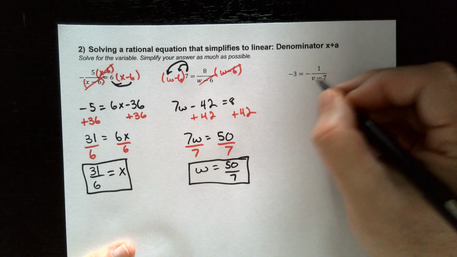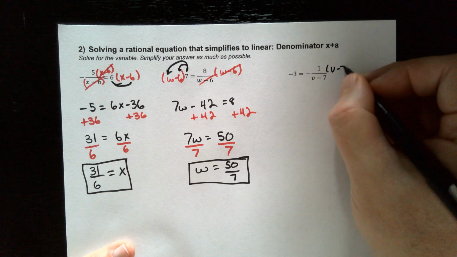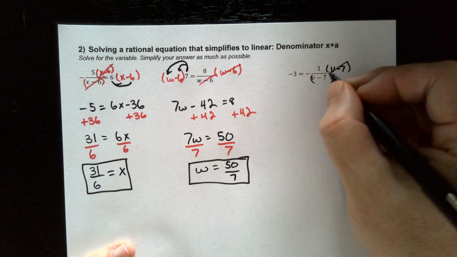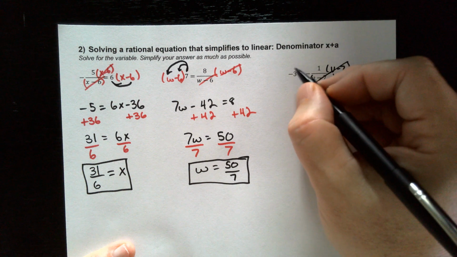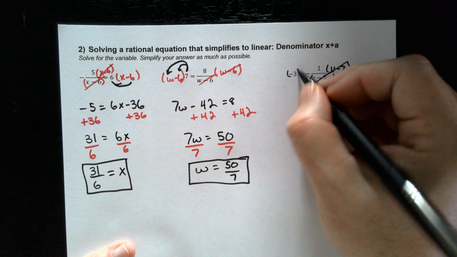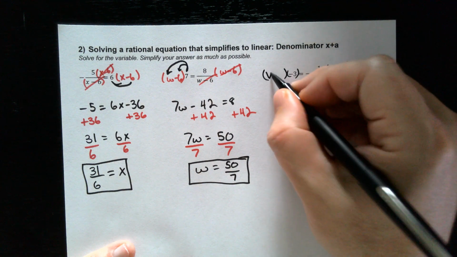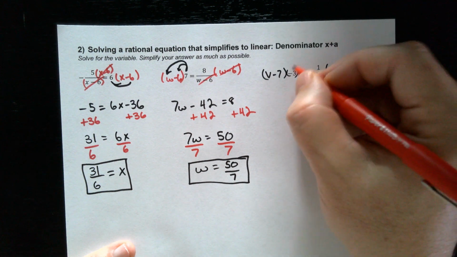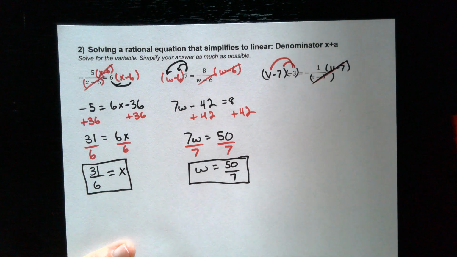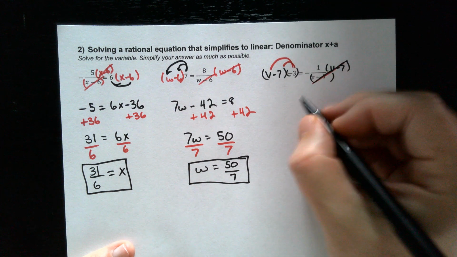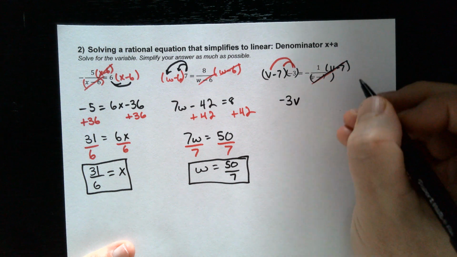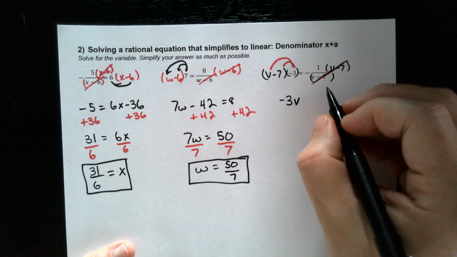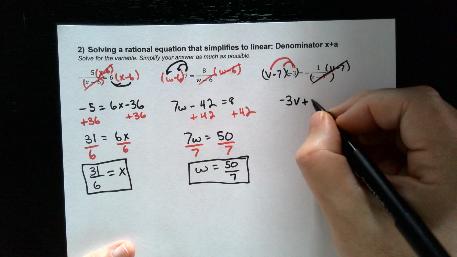This one has a v minus 7 in the denominator, so I will multiply by v minus 7, which will, of course, make them cancel. And then let's put a parentheses around that, v minus 7. Okay, so that cancels over here. Let's distribute here. Remember, that is a negative 3 that we're distributing. So negative 3 times v is negative 3v. Negative 3 times negative 7 multiplies to become positive 21.